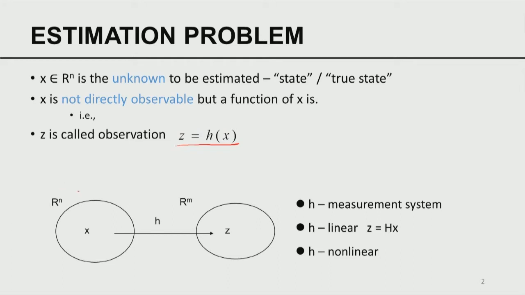So, R^n is a model space. x is the model state. z is an observation vector. We have the observation space, which is R^m. H is the map from the model space to the observation space. H essentially refers to the measurement system. If H is linear, z is equal to Hx. If H is nonlinear, you simply have z is equal to h of x. That is what we have. This is very familiar territory for us because we have used this several times over.